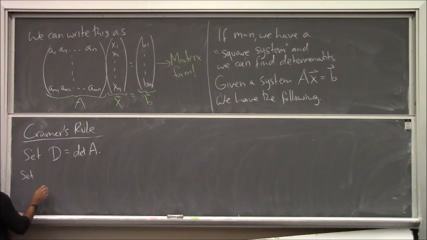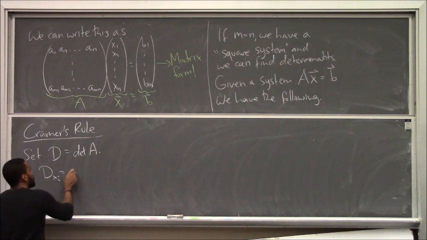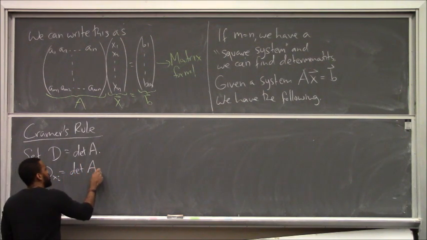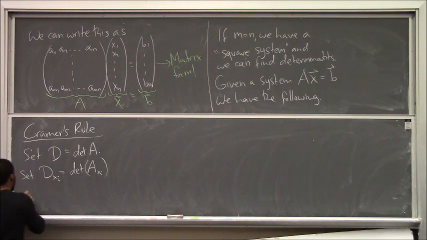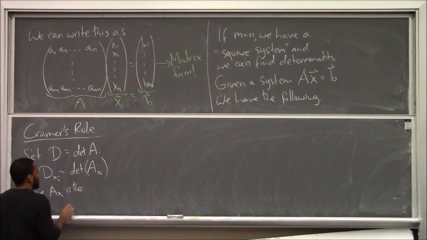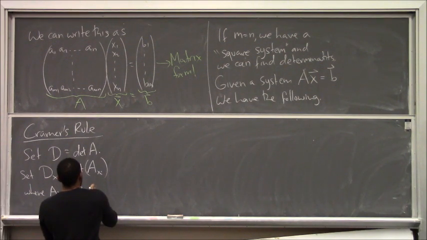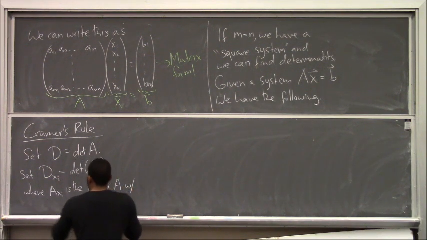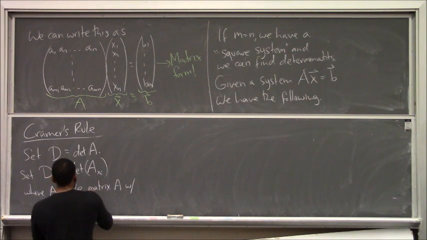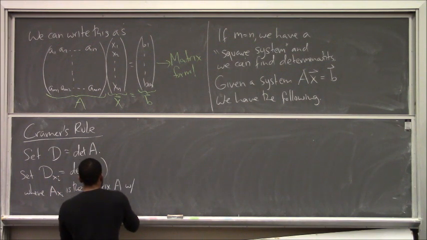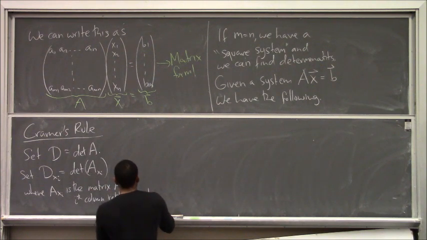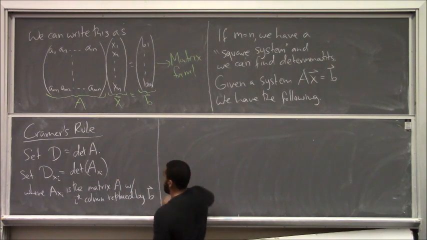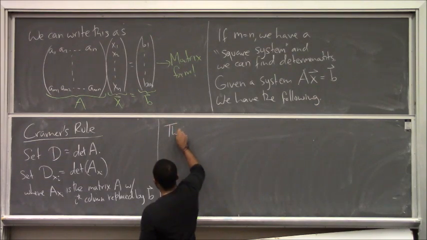Set D_xi to equal the determinant of A_xi, where A_xi is the matrix A with the ith column replaced by B. Then the following holds.